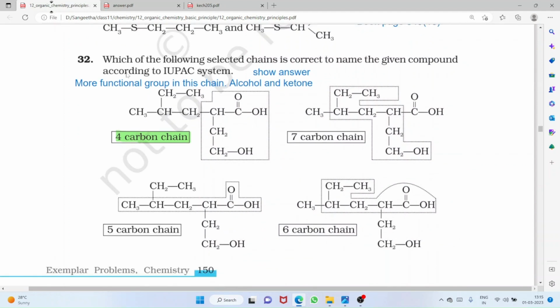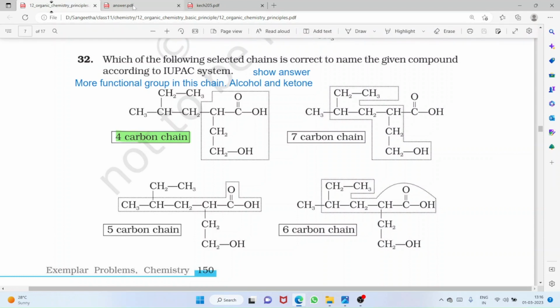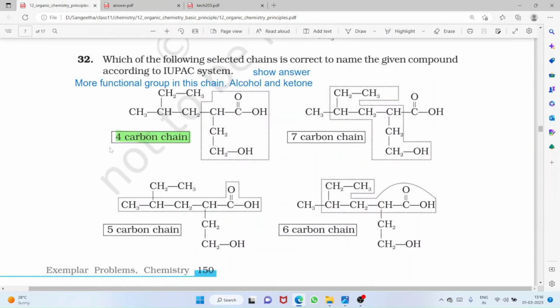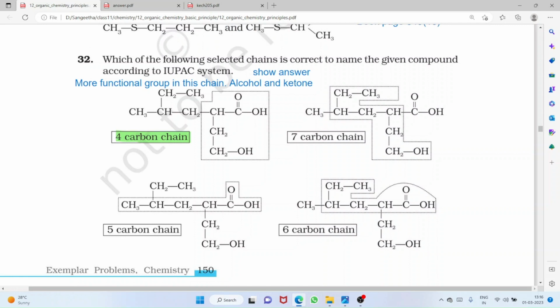Which of the following selected chains is correct to name the given compound according to IUPAC? The selected chain should have the maximum number of functional groups. So this chain has this one functional group here as well as this. So we have alcohol and ketone here.